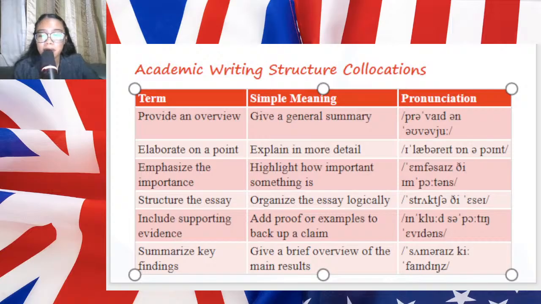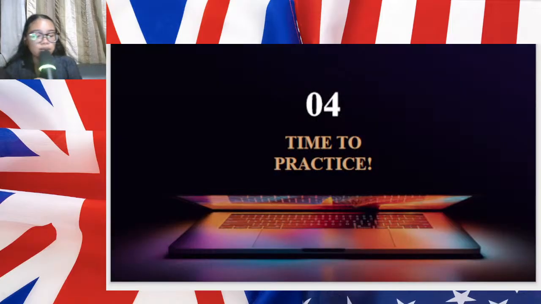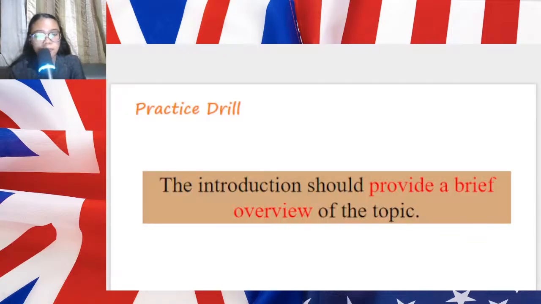Again, summarize key findings, with clear emphasis on sum and find. Okay? All right. So that is the last collocation for academic writing structure collocations. And same process, same drill. Of course, we have to practice it. Very simple, same as earlier. Alright, same pattern, same process.